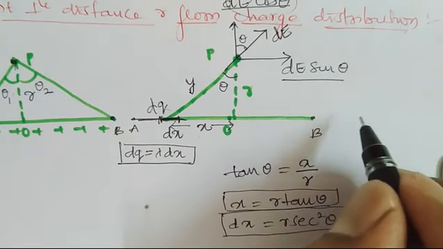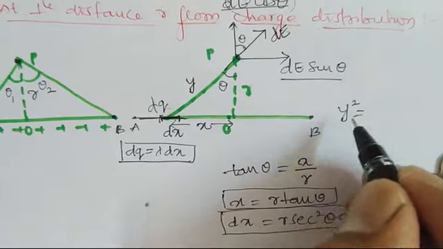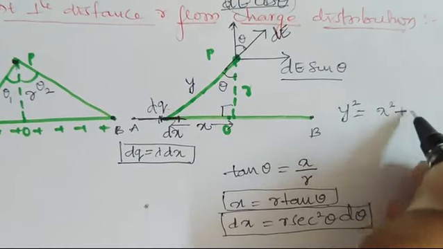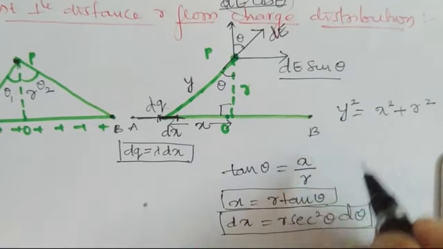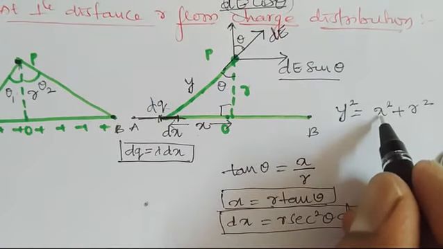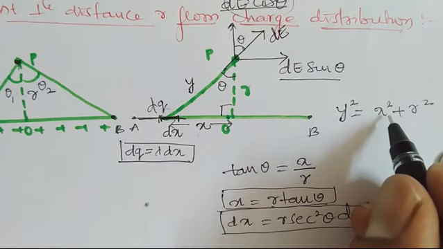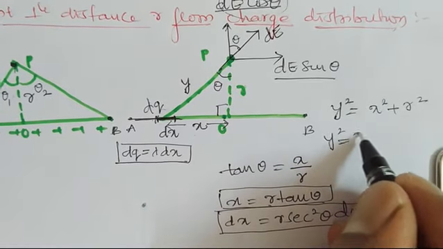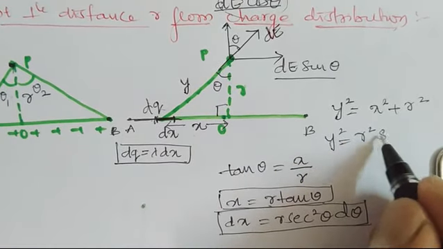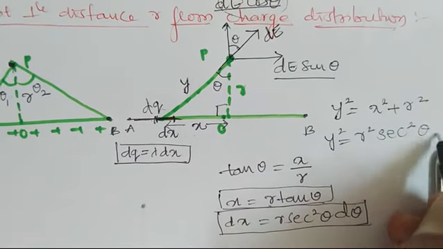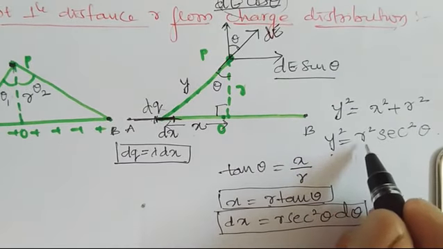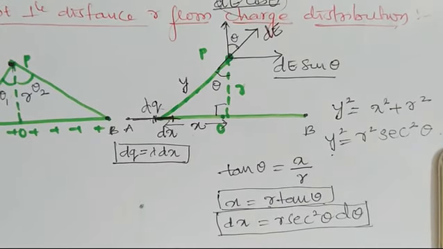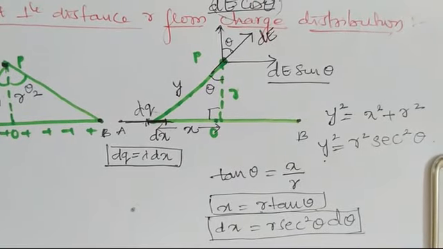Now I can write y square is equal to, since it is a right angle triangle, x square plus r square. If you substitute the x square value, it becomes r square tan square theta plus r square. When you take r square common, 1 plus tan square theta can be written as secant square theta. That means I can write y square as r square secant square theta. So now I will find the horizontal component as well as the vertical component.